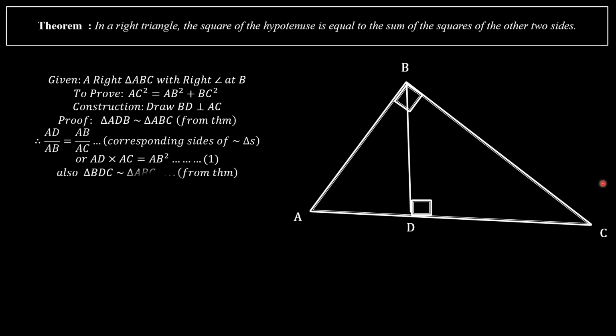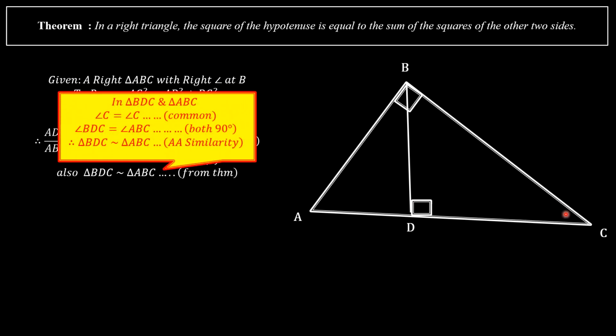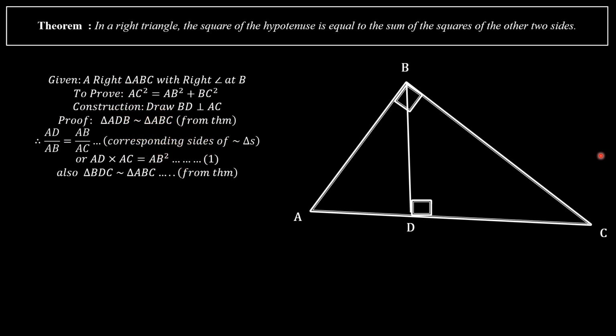Similarly, this BDC triangle is similar to ABC from property or from theorem, or if you don't want to write this, you can prove it this way. In these two triangles, this angle is common. One angle is of 90 degrees in both the triangles, so they will be similar by the angle similarity criterion. From here we'll write the ratio of two sides. Once again, AB square is in equation number 1. We need BC square now on this side.